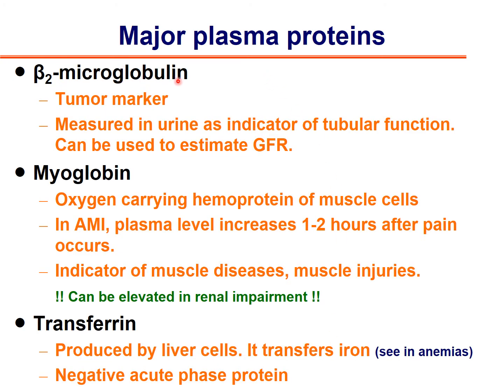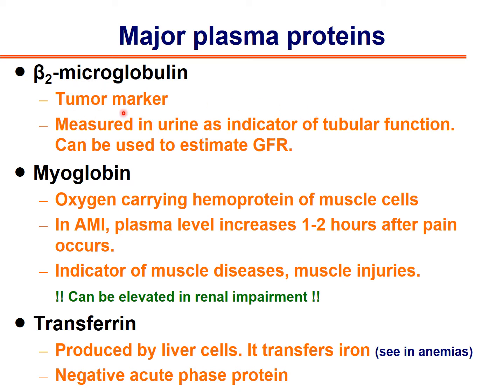Beta-2 microglobulin is used as a tumor marker. In the next series, when we are talking about tumor markers, I will mention more about it. It is measured in the urine as an indicator of tubular function, because that's a low molecular weight protein and every protein is filtered. However, the proximal tubules reuptake this microglobulin. So if you have an elevation in the urine, that indicates some tubular problem.